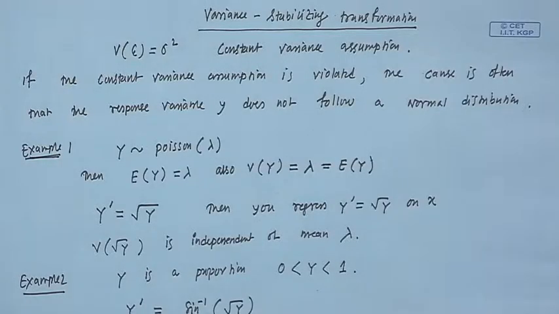Now, the question is how do you decide which transformation to take? Okay. So, in this variance stabilizing transformation, we will talk about how to decide on which transformation to take to make the variance constant. Okay.